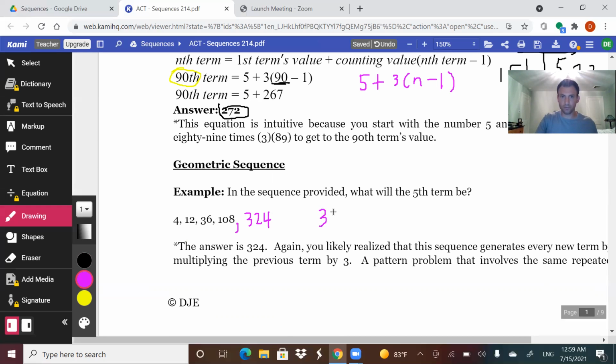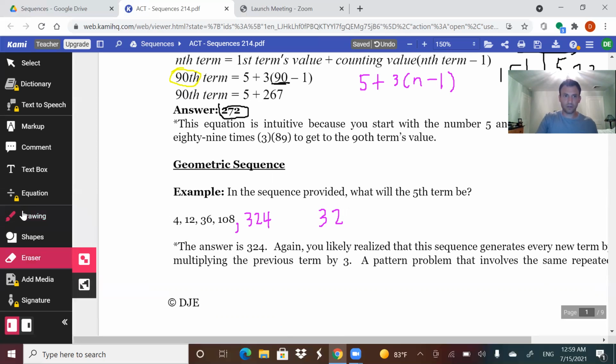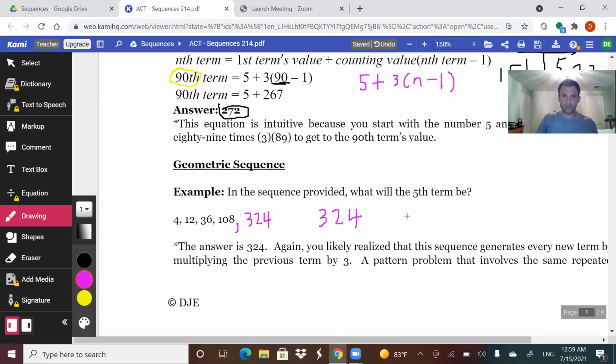Conversely, if we're multiplying by 1/4, we could be looking at 324, 108, 36, 12, and 4. We could go in reverse if our common factor, that's the word that's used, common factor, is 1/4. But in this case, our common factor is 4.